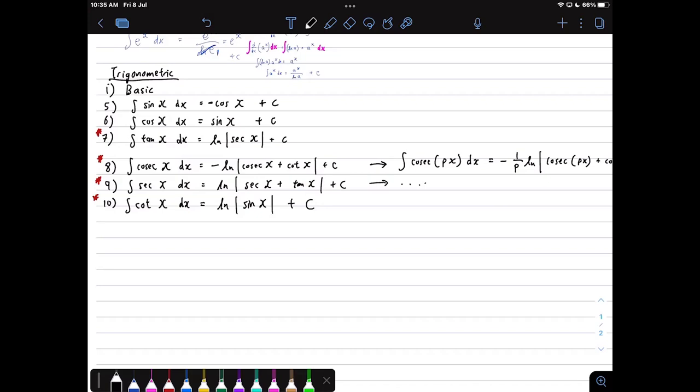Okay, now we move on to the squares. What does it mean when I say squares? It means that there's a power 2. So for example, the integral of sine square x dx. Do you remember? I think you know how to do this. Remember the double angle formulas?